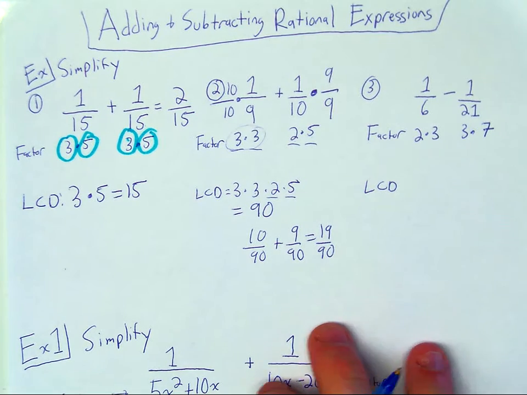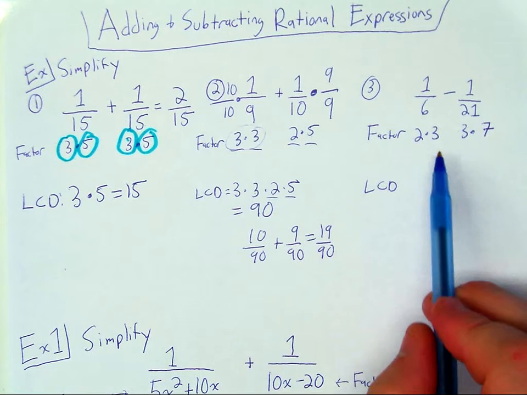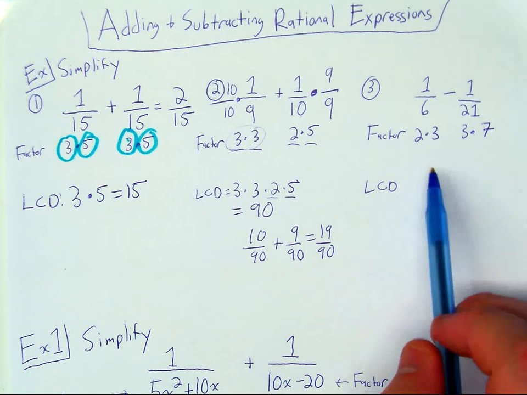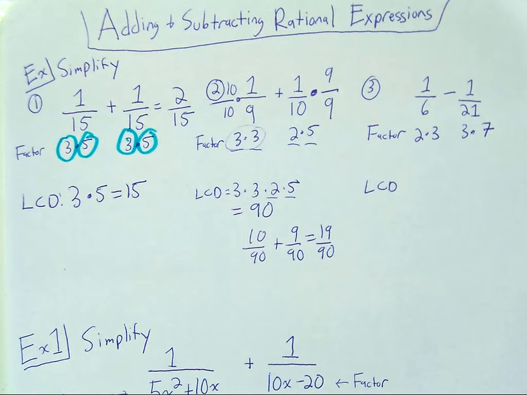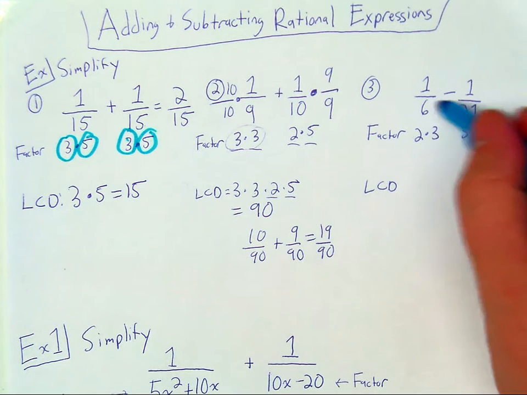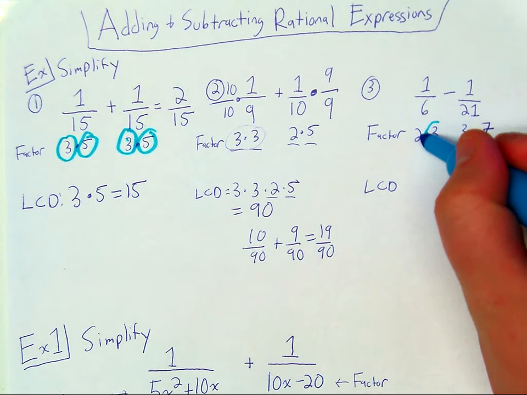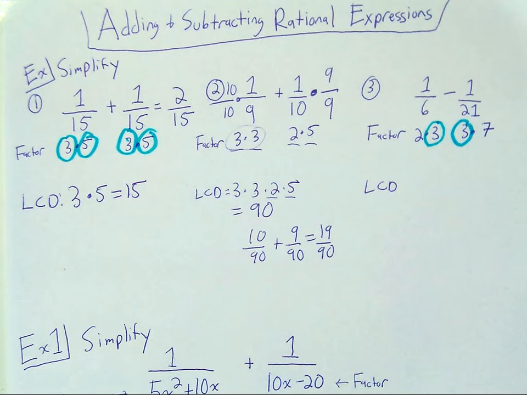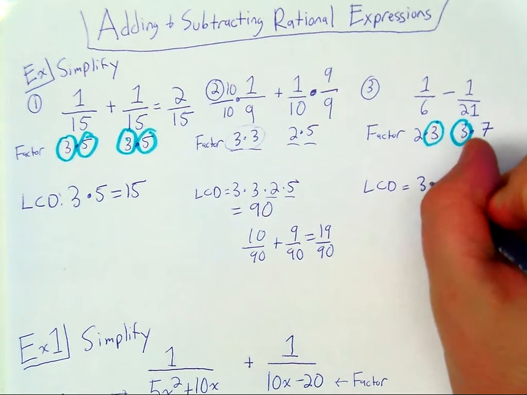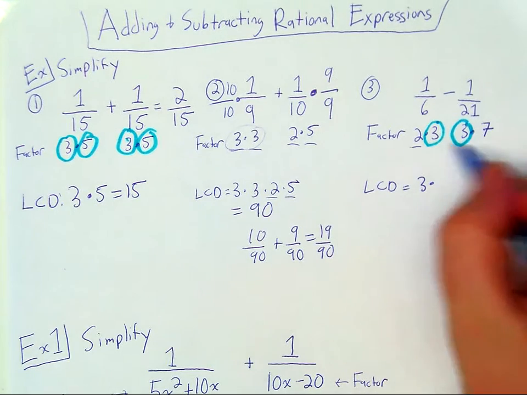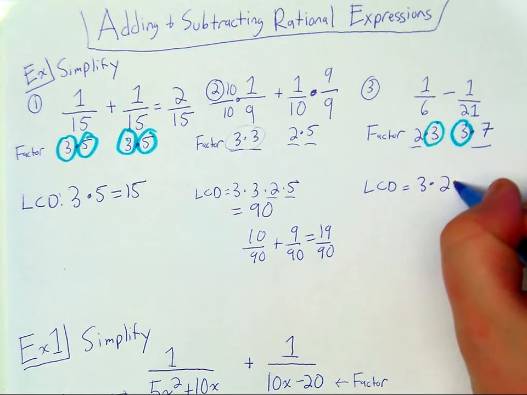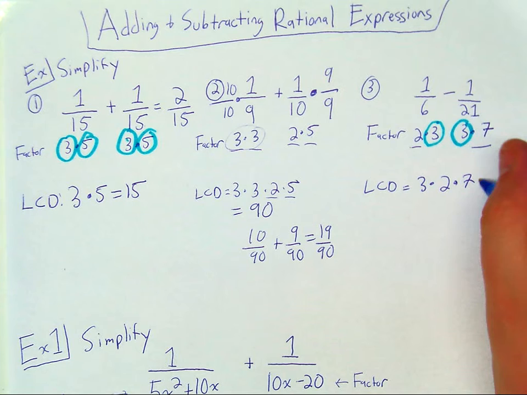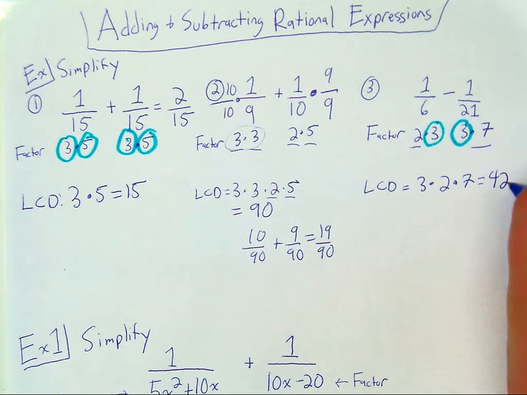On this last example, I factor the denominators. Now in this case, they do have a factor in common. So I can't just multiply 6 times 21 to get the lowest common denominator. Since they have 3 in common, I only count that once in the LCD. Anything else they don't have in common, I also include in the LCD. So in this case, the LCD would be 42.